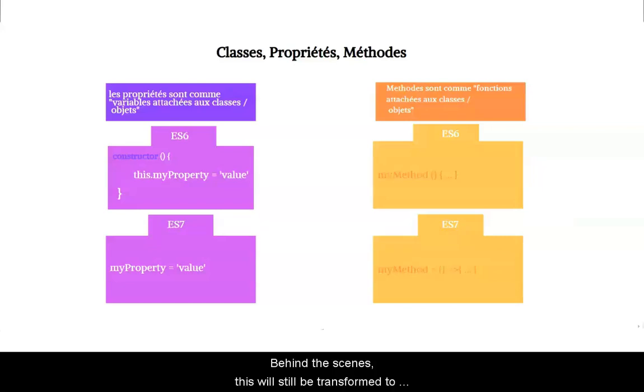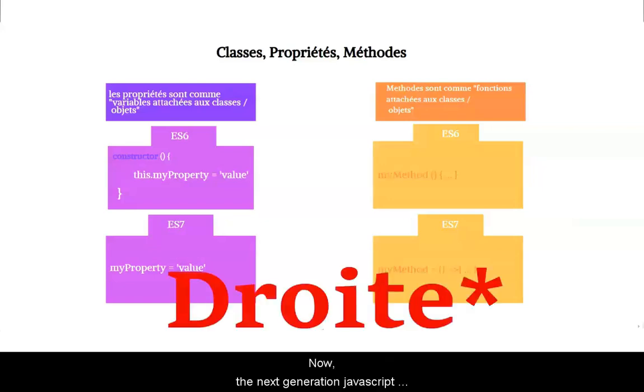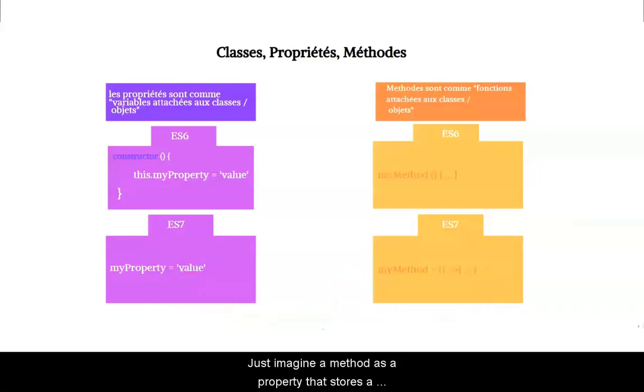Behind the scenes, this will still be transformed to use constructor functions, but you will have an easier time writing this. For methods, it's pretty similar. This is the old way I showed you in the last video. Now, the next generation JavaScript method is to use the left syntax where you define a property. Just imagine a method as a property that stores a function as a value. So myMethod is equal to and then an arrow function.